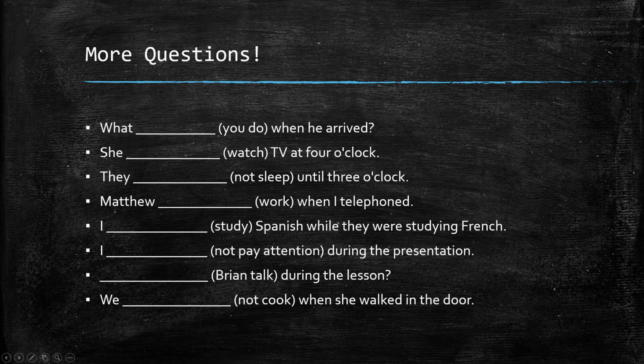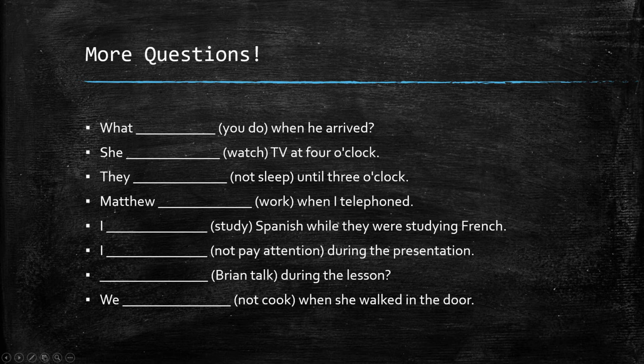So what you do when he arrived? So we've got a question. So we have to have a look at the subject, you. Is it was or were? So what were you doing? So we changed the verb, ing. What were you doing when he arrived?